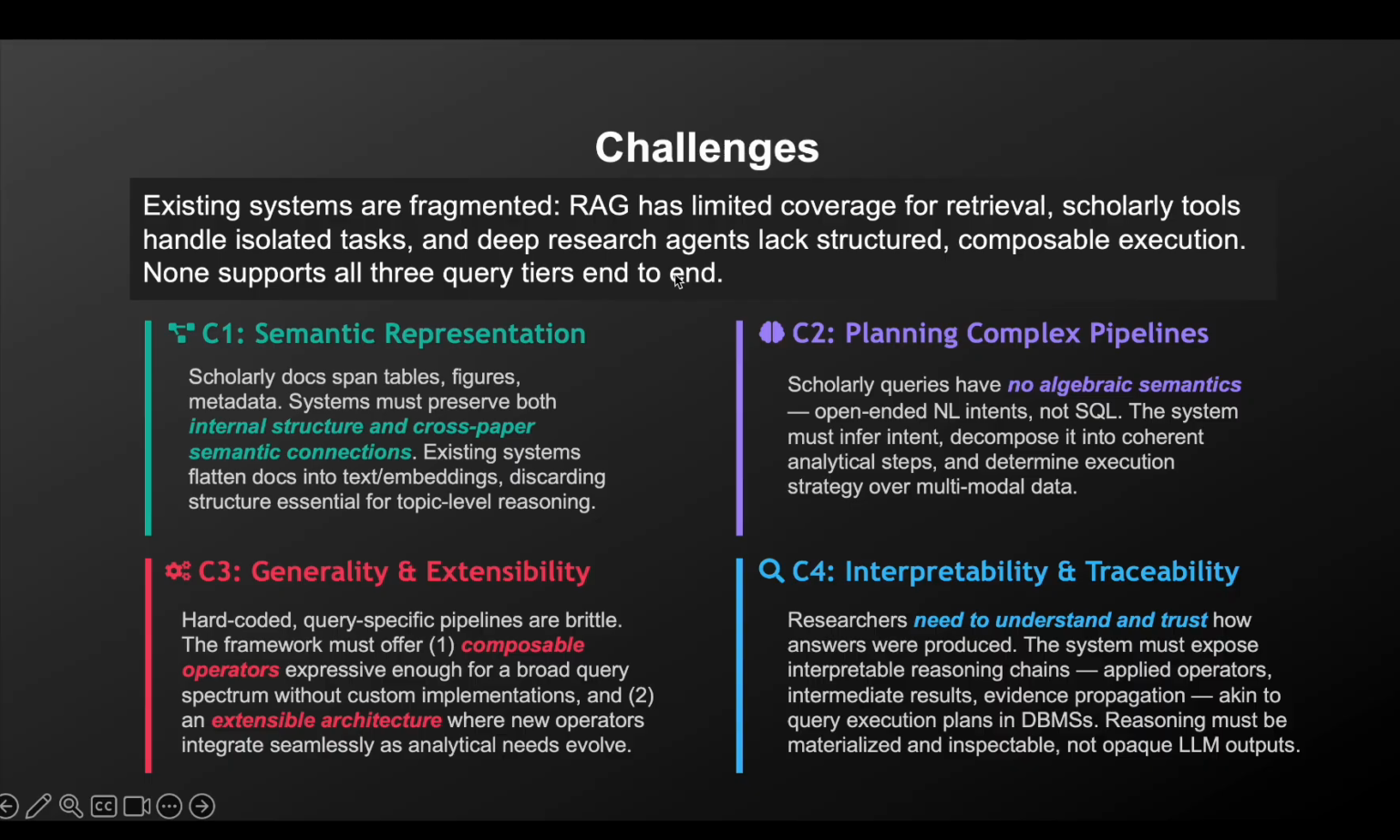Based on these query characteristics, we identify 4 core challenges. The first is semantic representation. Scholarly documents have rich internal structure and cross-paper semantic links that must be preserved. The second is planning complex pipelines. Scholarly queries do not have fixed algebraic semantics like SQL. The third is generality and extensibility. Hard-coded query-specific pipelines are too brittle. And the fourth is interpretability and traceability. Researchers need to understand how answers are produced. Existing systems are fragmented and none supports all 3 query tiers end-to-end.